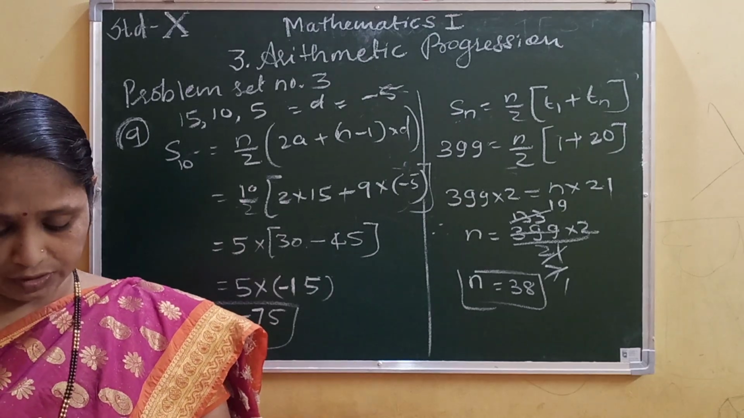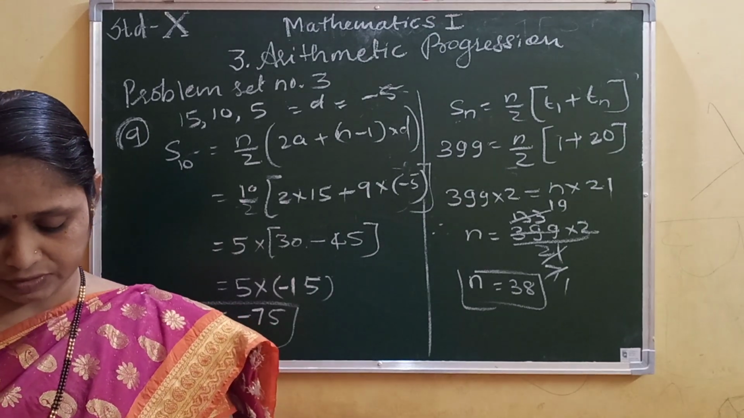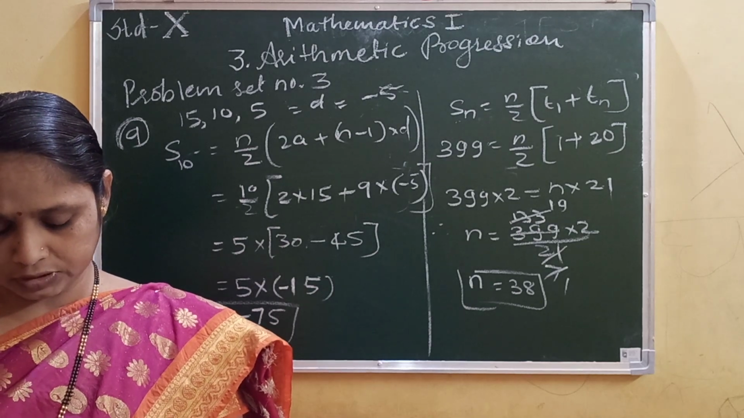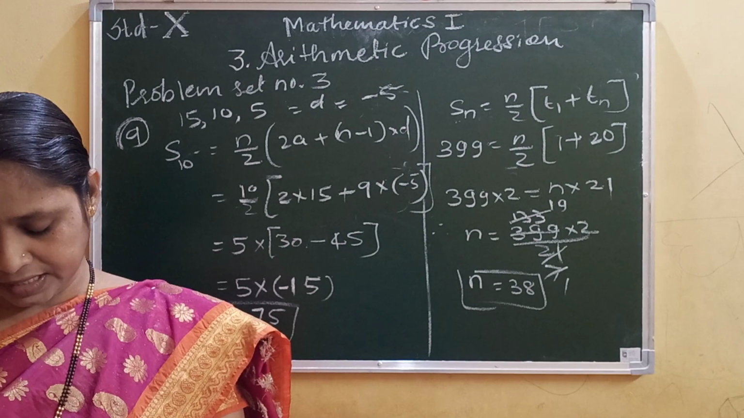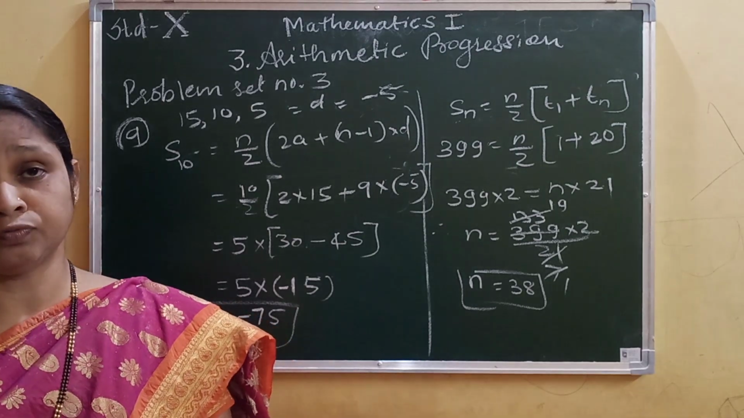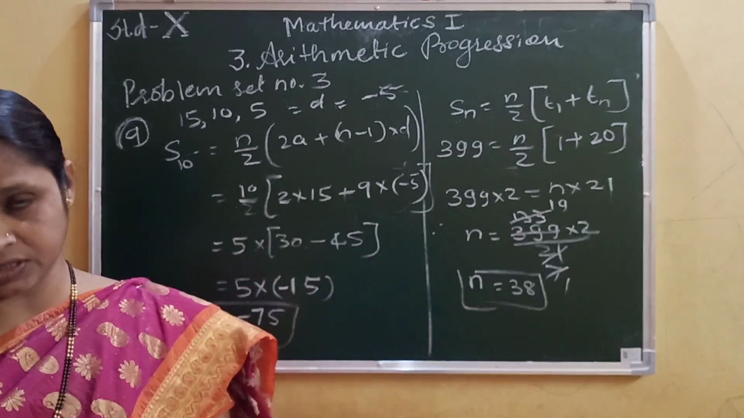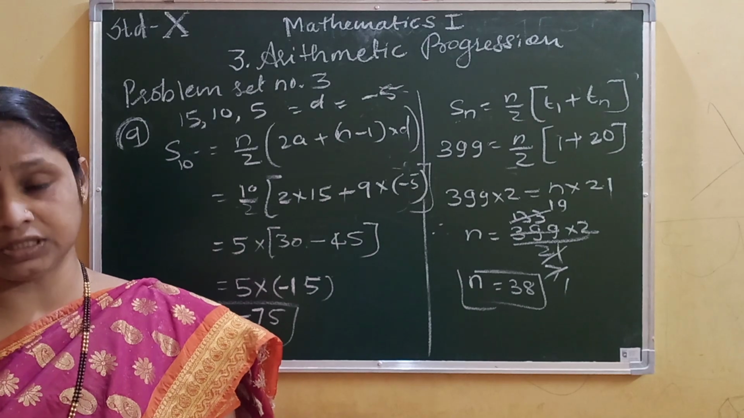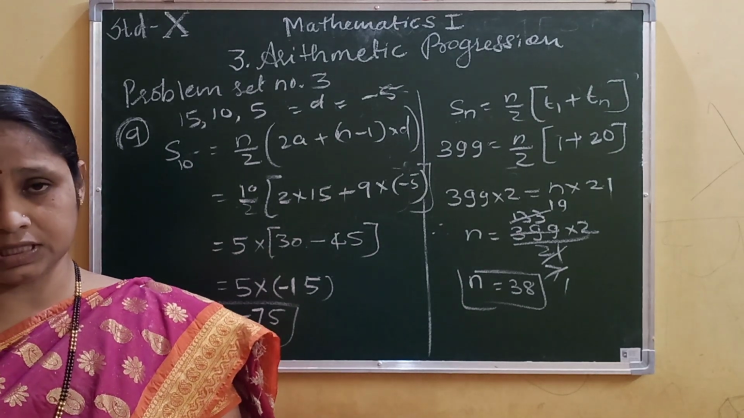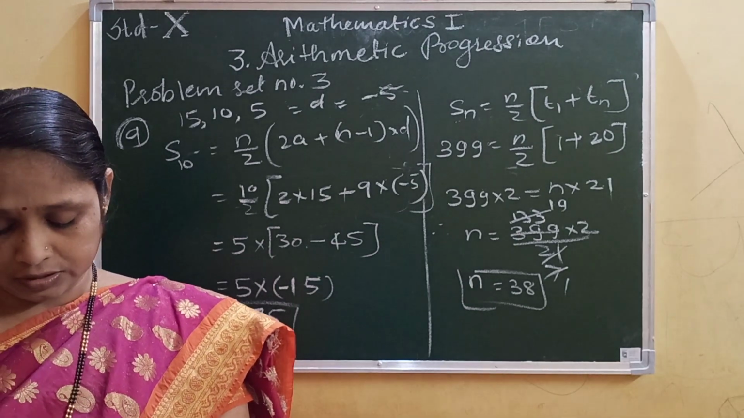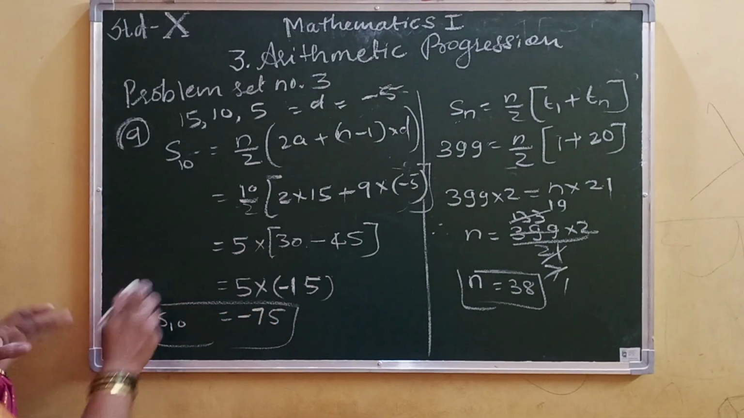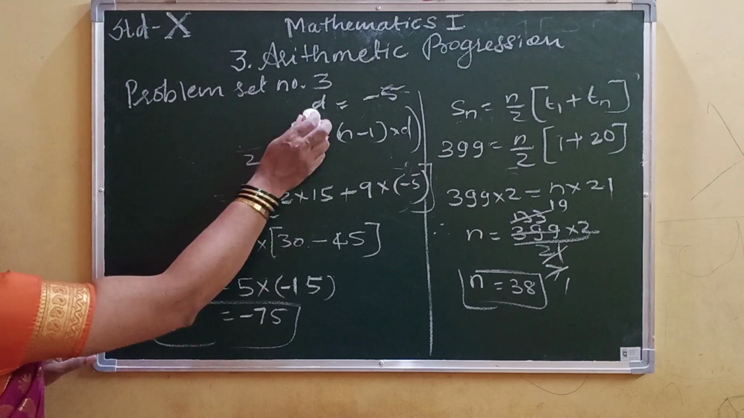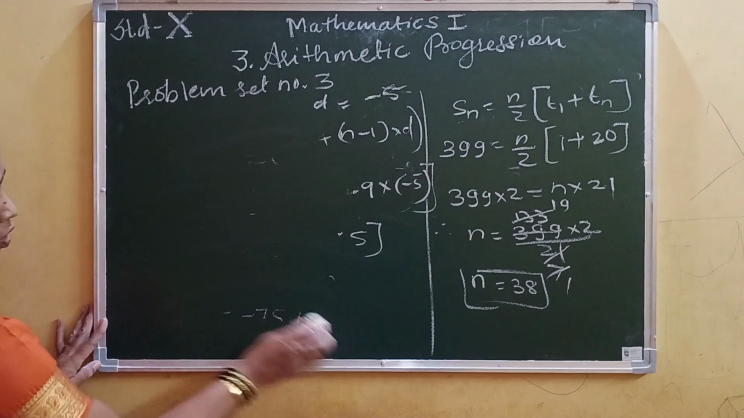Now in word problems, the first one is: find the fourth term from the end in an AP. We have to find the fourth term from the last. Here there are two methods. The easiest method I will tell you: we consider the series from the last, then it will be easy for you to solve.